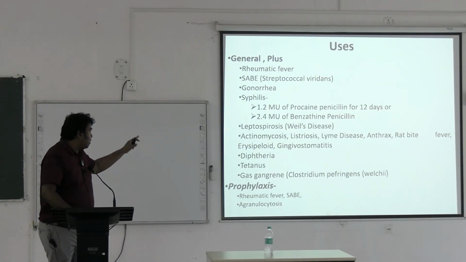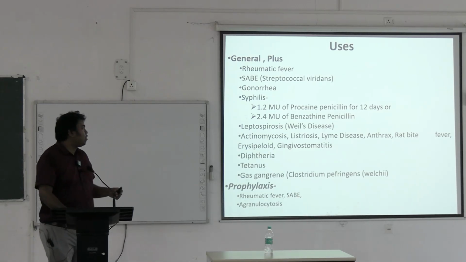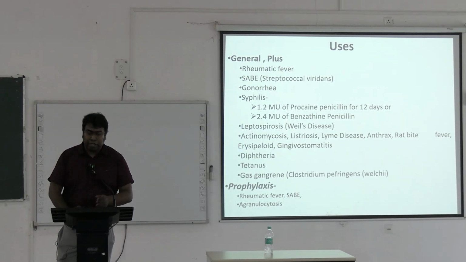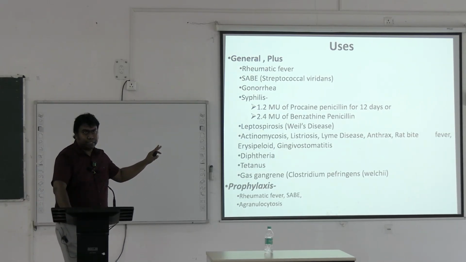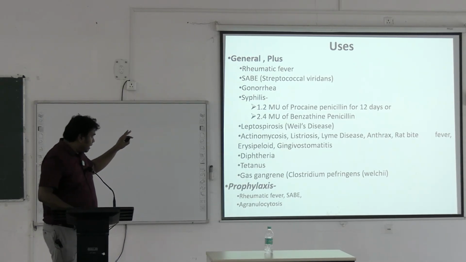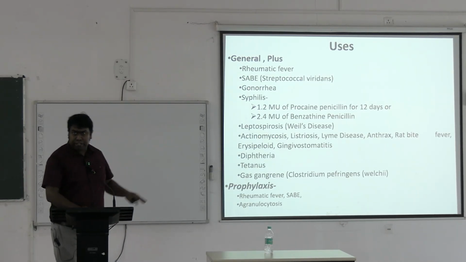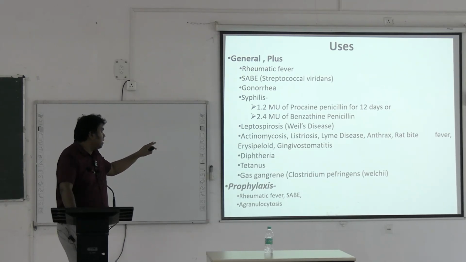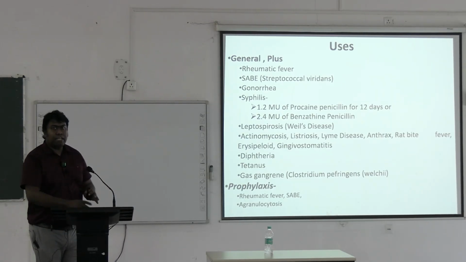Syphilis: in syphilis, 1.2 million units of procaine penicillin for 12 days, or 2.4 million units of benzathine penicillin. Which one is more allergic? Procaine or benzathine? Procaine is more allergic, a reaction will be there. Leptospirosis, Weil's disease, presents primarily with jaundice and fever. Listeriosis, Lyme's disease, the 3 L's. Listeriosis, Lyme's disease and leptospirosis, in all 3 diseases penicillin can be used. Similarly, anthrax and actinomyces, diphtheria, tetanus and gas gangrene. These are the uses of penicillin.